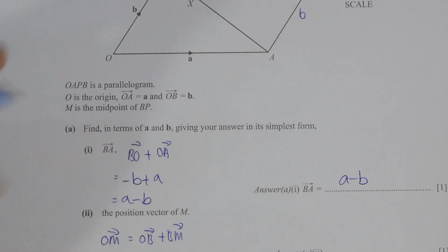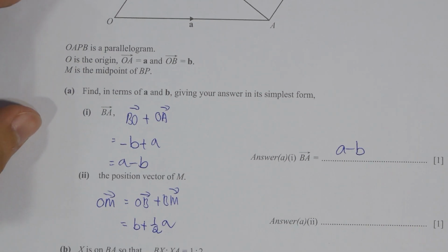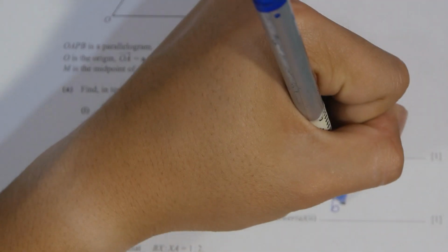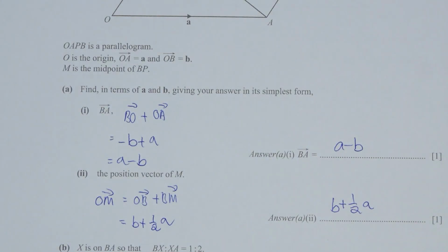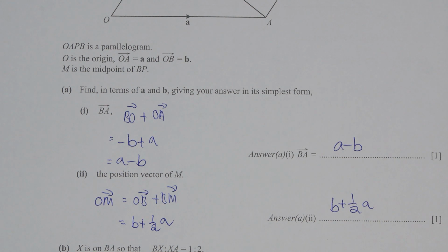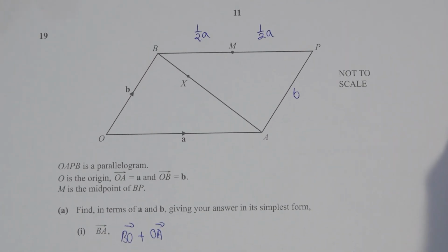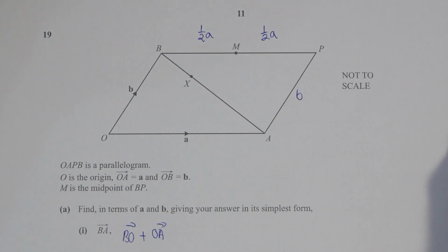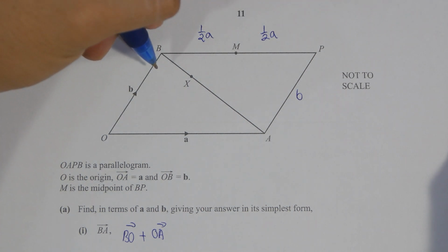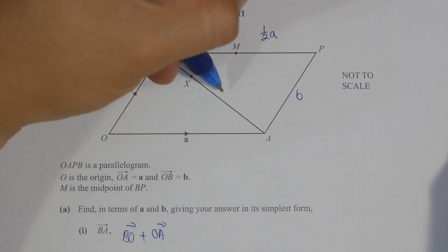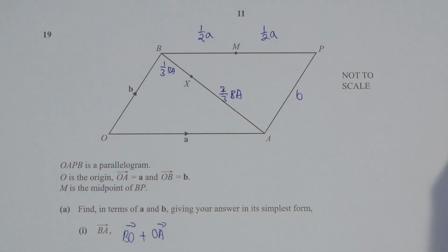Whereby for part 2, find the position vector of M. So OB plus BM. So the result will be B plus half A. Lastly, let's substitute the information that we got in B, which is BX to XA is 1 to 2. Hence, BX will actually be 1 over 3 BA and XA will be 2 over 3 BA.